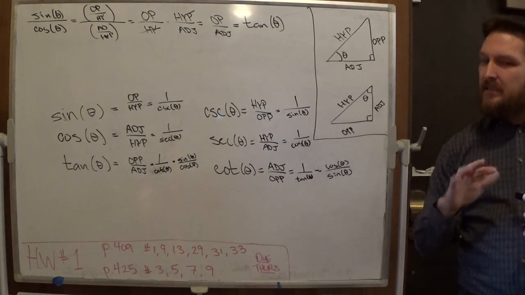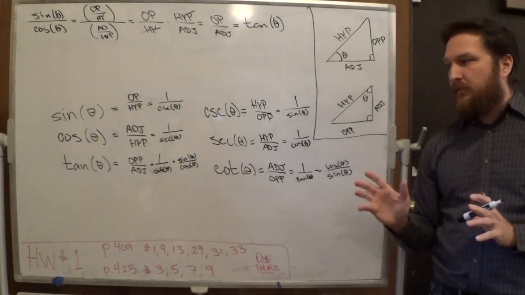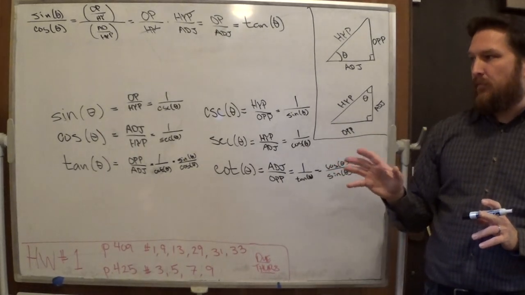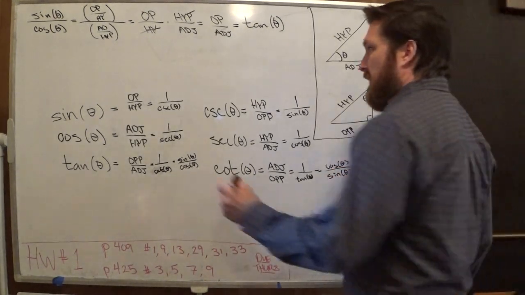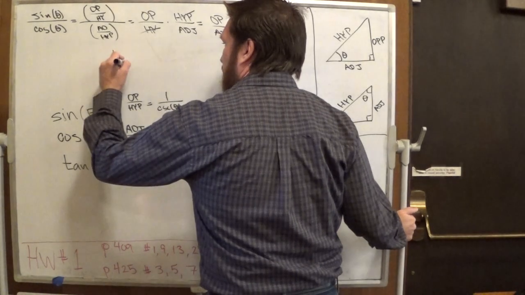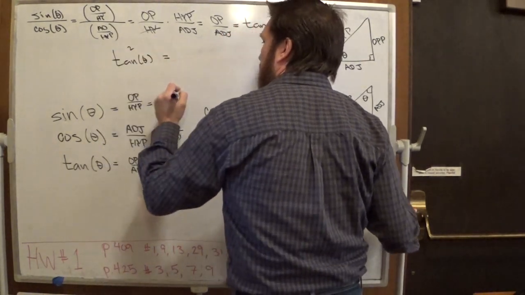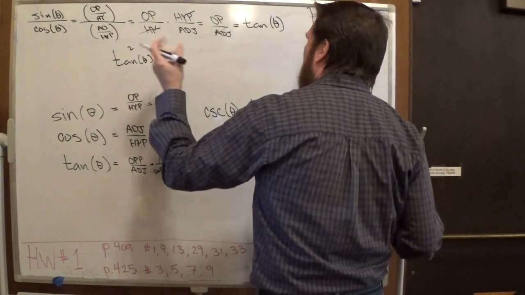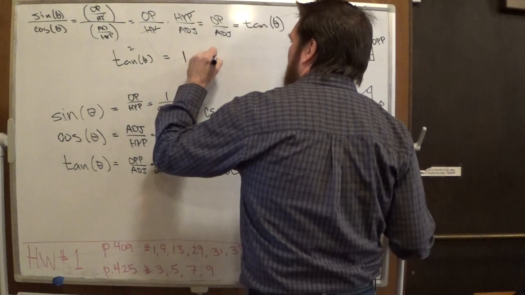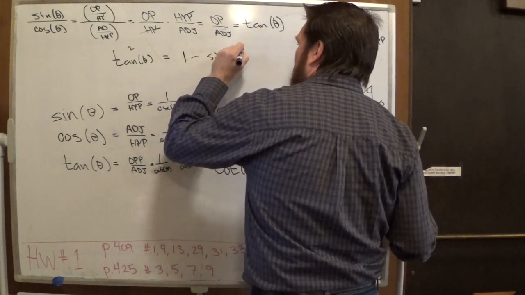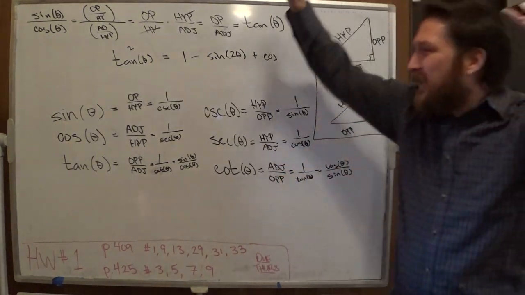Yeah, well, yes and no. We're gonna be doing something called identities soon. You're gonna have to prove trig identities, which means you're gonna get something like this. It's gonna look like, prove that this is the same thing, and we'll get into what that little 2 means. Prove that this is the same thing as like 1 minus sine 2 theta plus, and stuff like that. And it's going to get crazy, right?